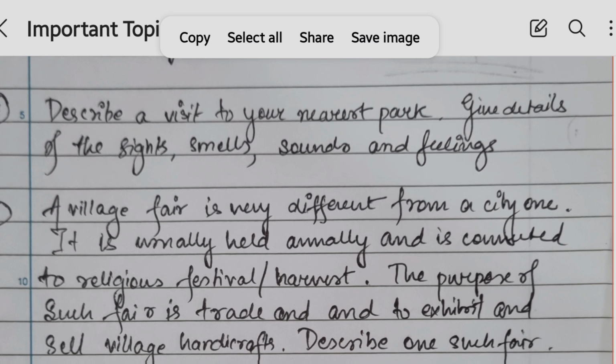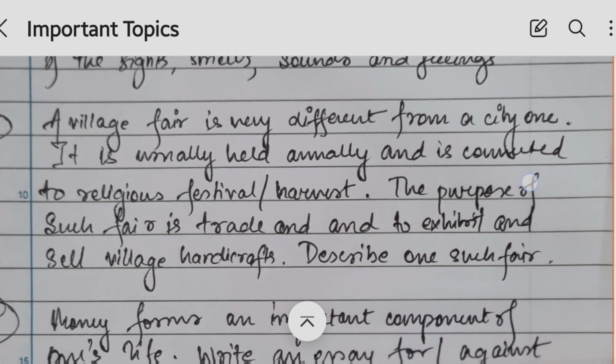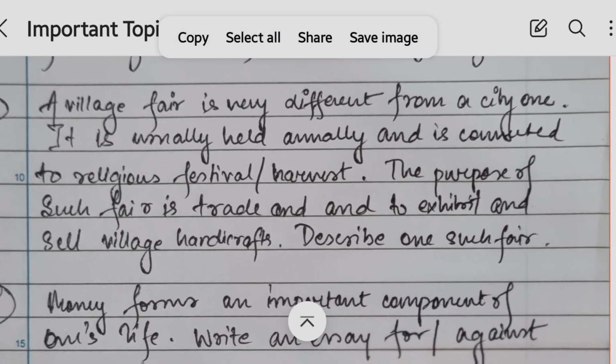Now, going to the next one, I think it's pretty important. A village fair is very different from a city one. It is usually held annually and is connected to the religious festival of harvest. The purpose of such a fair is trade and to exhibit and sell village handicraft. Again, describe one such fair.